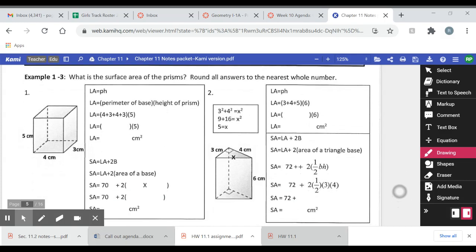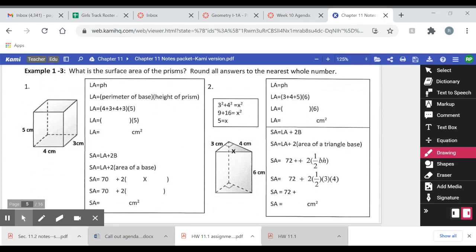So here's a couple examples about finding the surface area of a prism. It says round the answer to the nearest whole number at the end. Always pay attention to the directions in terms of rounding. Sometimes they might say to the nearest tenth, sometimes the nearest whole number. So just pay attention to that. These two examples are kind of stepping you through how to do those.